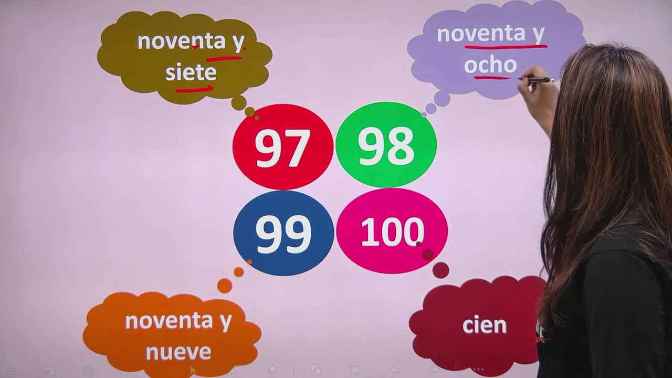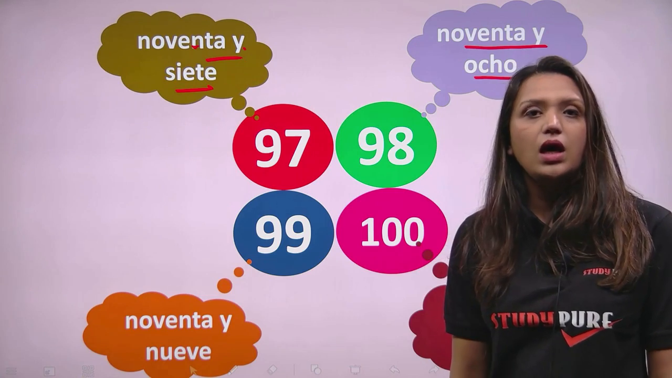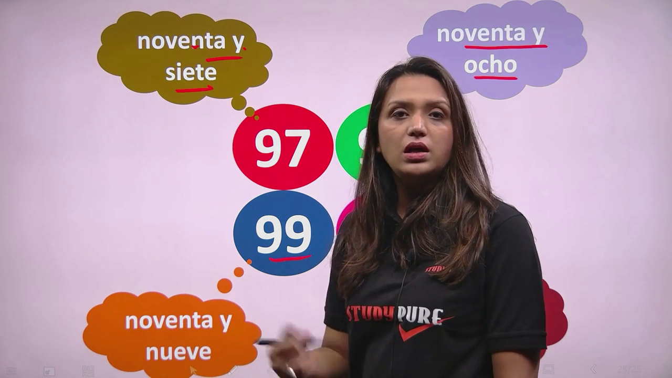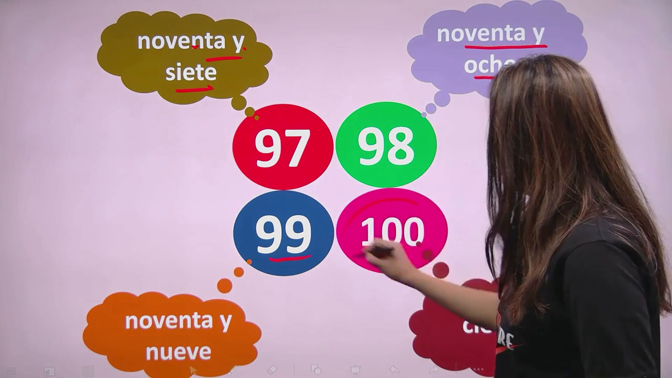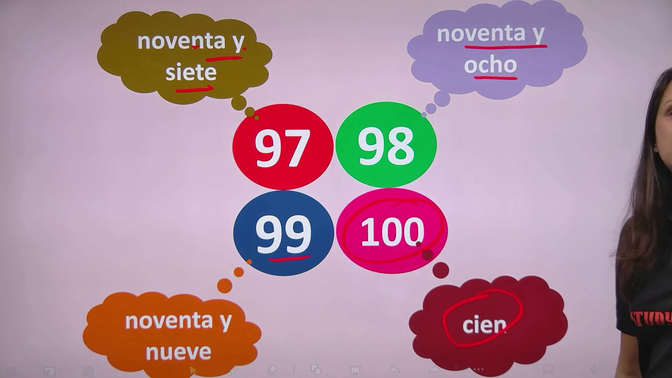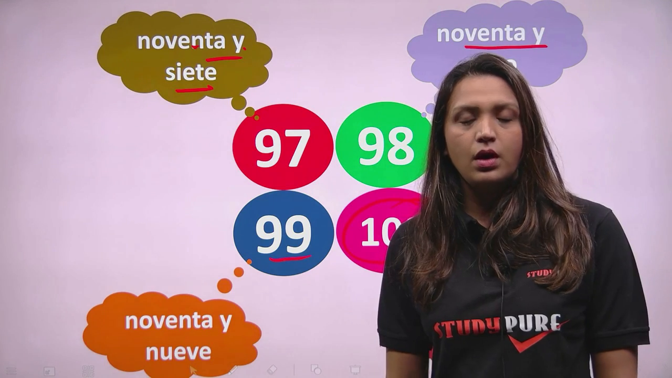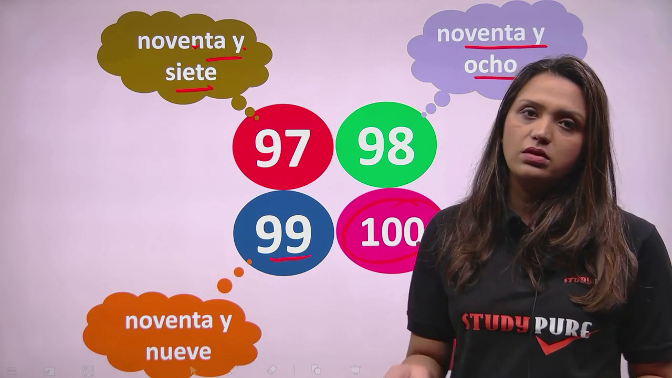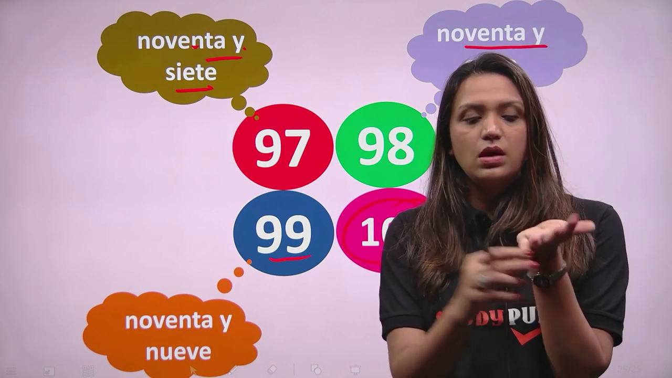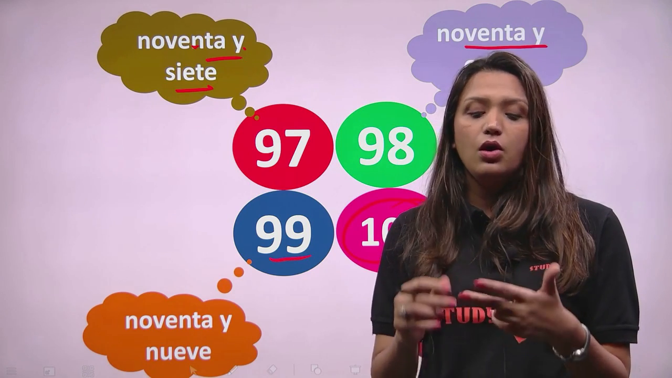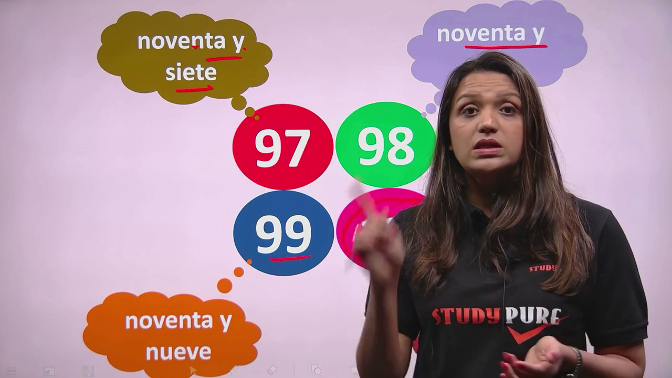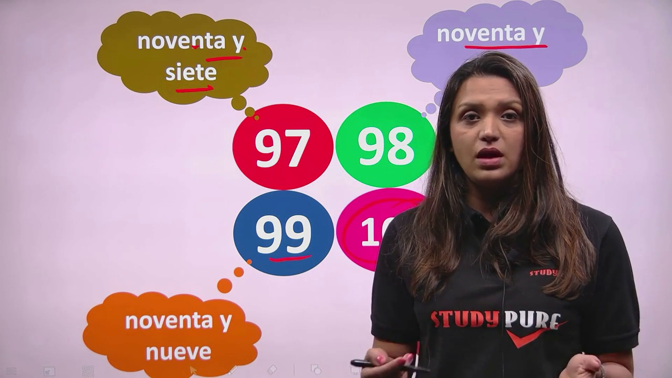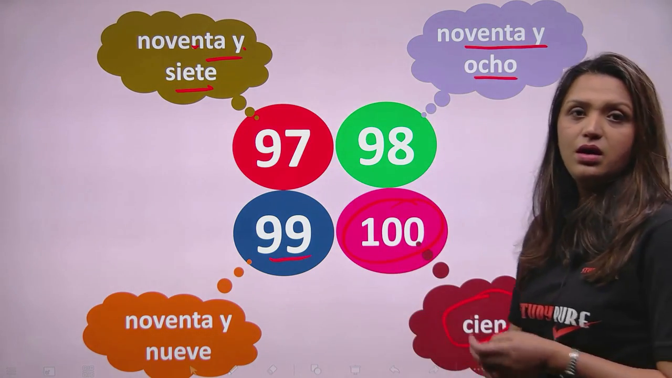Then noventa y ocho, 98. Noventa y nueve, 99, and finally number 100, which is called cien. That's number 100 for you. I hope you're clear with the counting from 1 to 100 in Spanish. It follows a specific pattern like we have in other languages. You have to understand the tens, which is 10, 20, 30, 40, 50, 60, 70, 80, 90, and a 100.